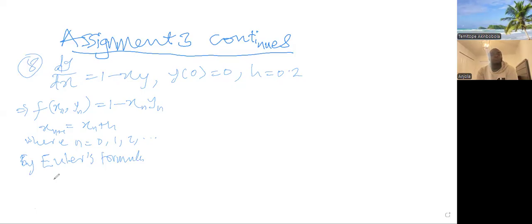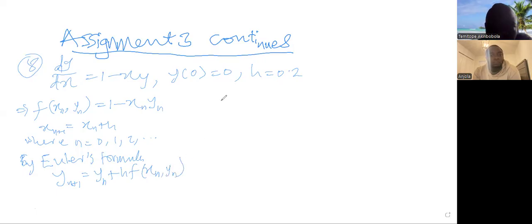So Euler's formula will now be y of n plus 1 equals yn plus h times f of xn, yn. So you have that.